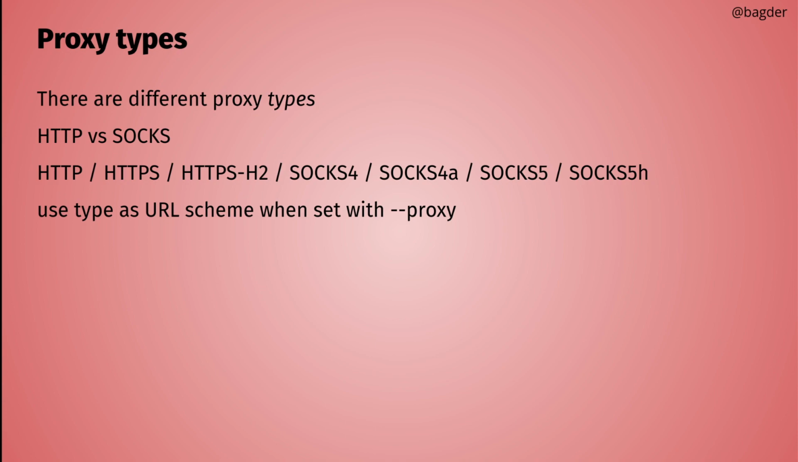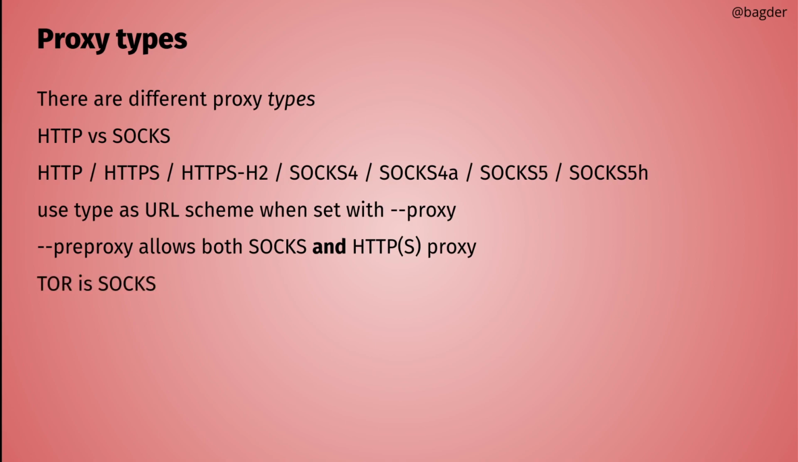So a lot of different flavors here, and you typically set the type as a made up URL scheme when you use the --proxy option. It's kind of convenient. You can even set a pre-proxy that allows you to set a SOCKS proxy that connects to an HTTP proxy. It's super crazy, but some people do that. If you want to do Tor transfers with curl, that is typically set up through a SOCKS proxy. Usually you point out the SOCKS proxy, and that is your entry point into the Tor network. And then you provide a URL, and that URL is then used into the Tor network.